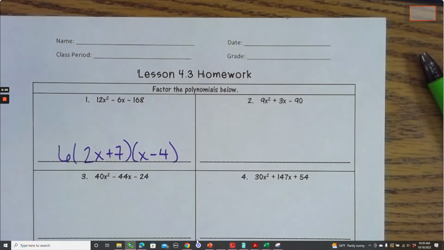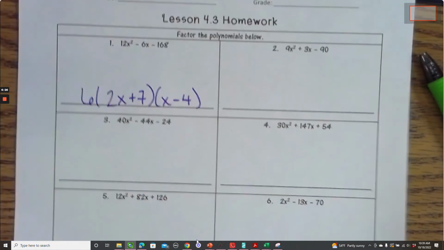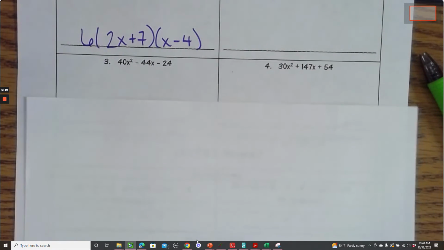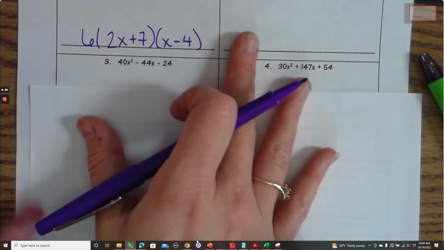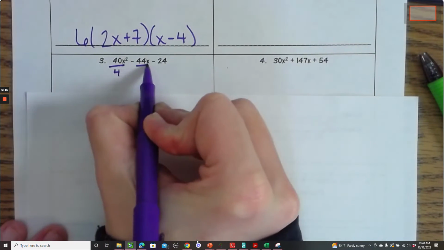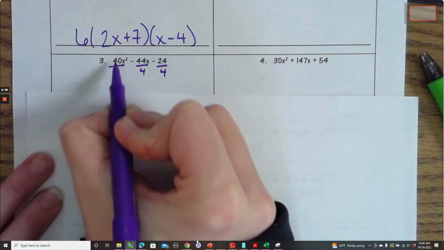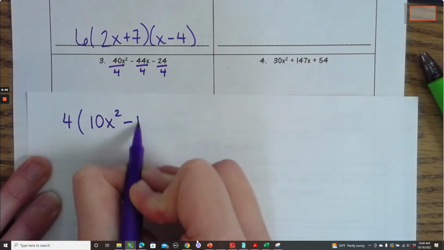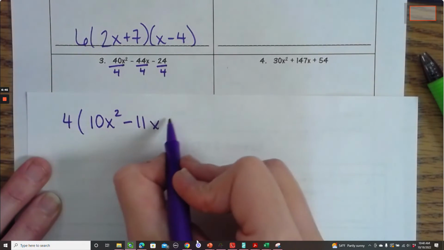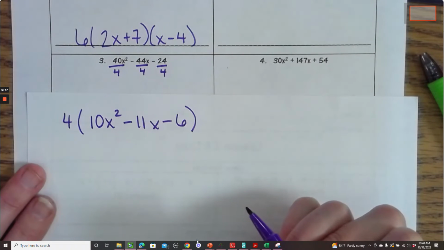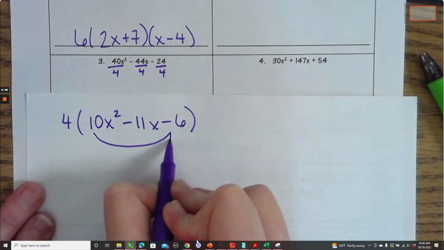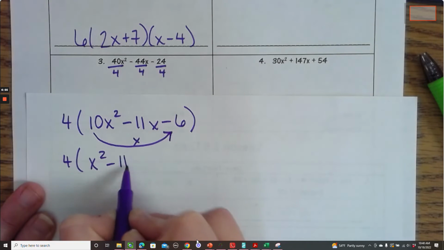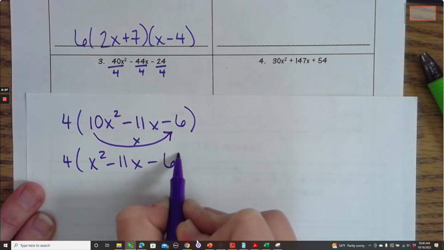All right, 40, negative 44, and 24. What can I factor out of all three of those numbers? A 4. So 40 divided by 4 would be 10, 44 divided by 4 is 11, 24 divided by 4 is 6. All right, slip the 10 to the end. So x squared minus 11x minus 60.